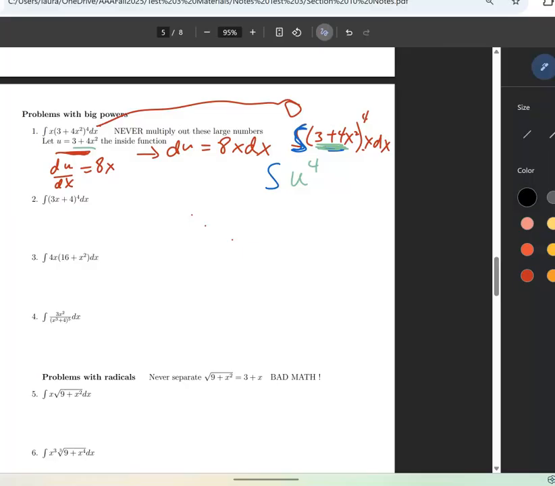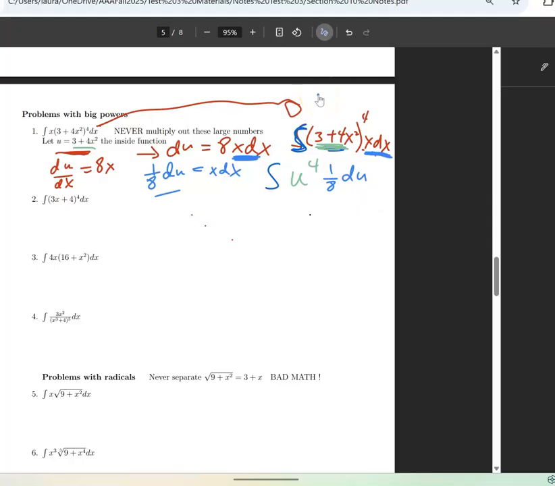So again, I'm going from all x's to all u's. So I need to take x dx out. And let's look over here. Here's x dx. How about if I just multiply both sides by 1/8? So I get x dx. So x dx comes out, and I put in 1/8 du. So I went from all x's to all u's. So let me get rid of that and get rid of that.